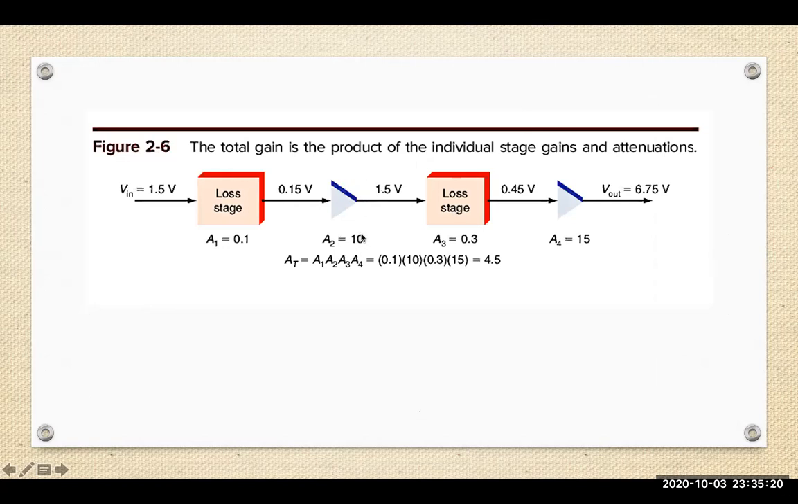Again, remember, if the value of the gain is less than 1, it's actually an attenuation or a loss. If it's greater than 1, it is a gain. And this one is a loss or attenuation since it's less than 1. And this is the value of a gain. Now, to determine the total gain, just multiply these gains and attenuations.